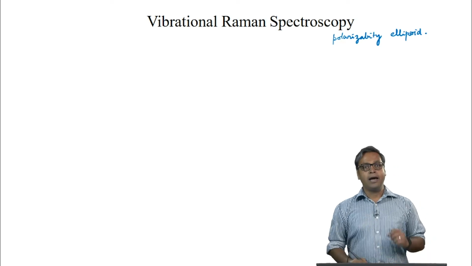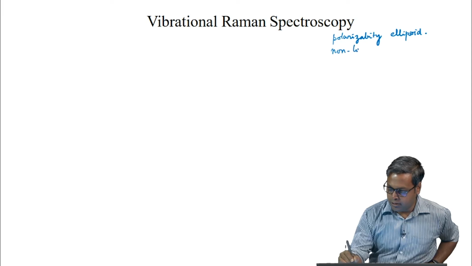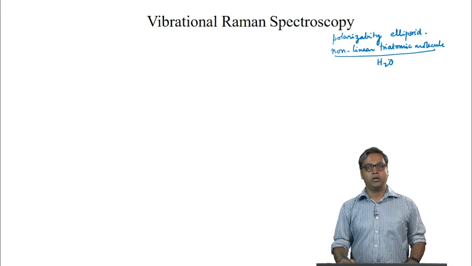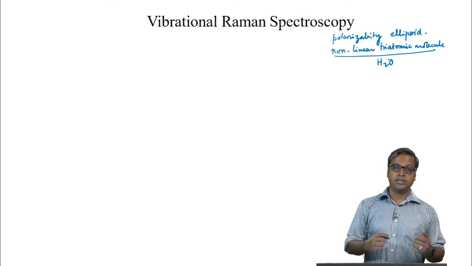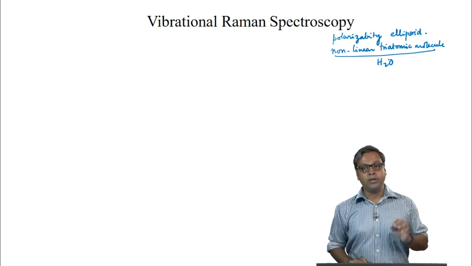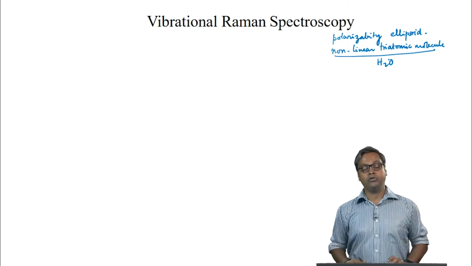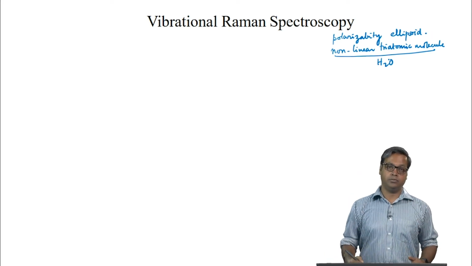So, now let us consider the non-linear triatomic molecule, which is water. By analogy with the discussion on hydrogen, which we discussed in the last lecture, we might expect the polarizability surface to be composed of two similar ellipsoids, one for each bond.